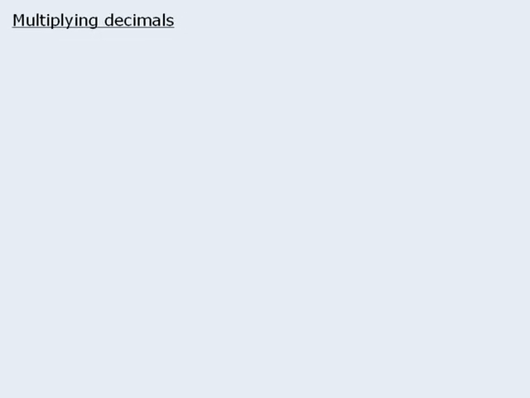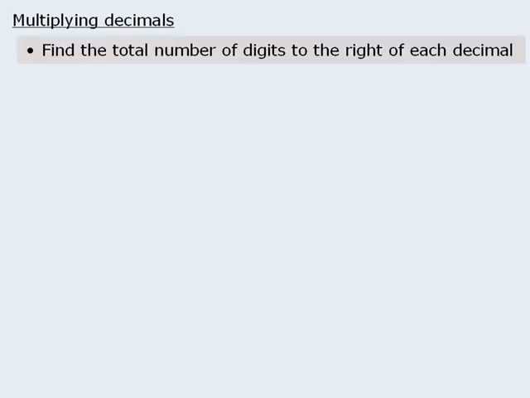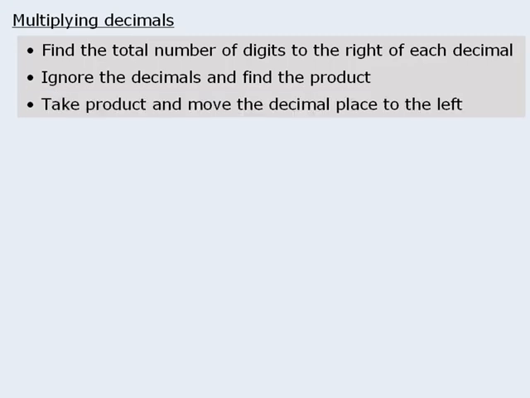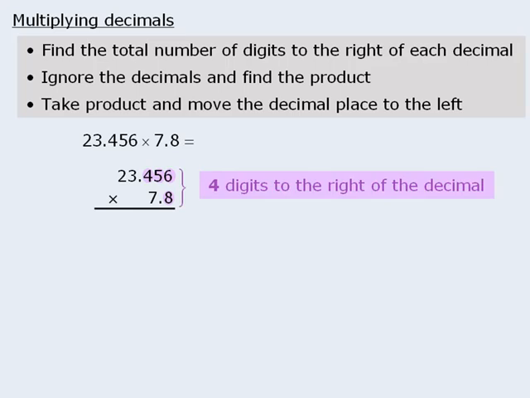For multiplication, we should first count the total number of digits that are to the right of each decimal. Then ignore the decimals and find the product. And once we have a product, we take the decimal place and move it to the left based on the total number of digits that were originally to the right of each decimal. Alright, let's now apply this to the following product. First, observe that there is a total of 4 digits to the right of the decimals.